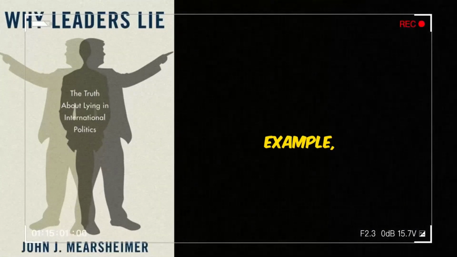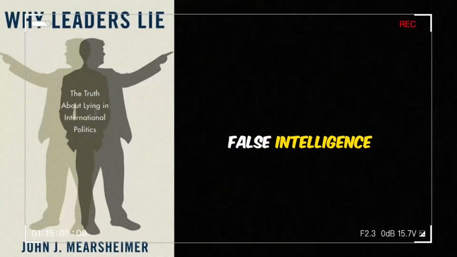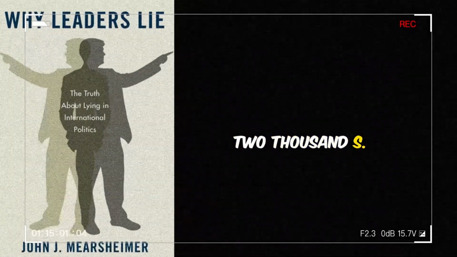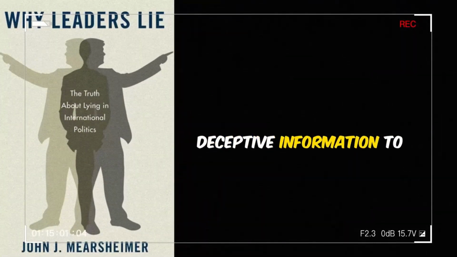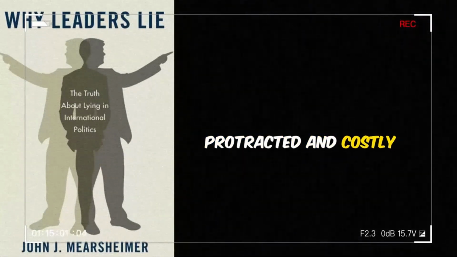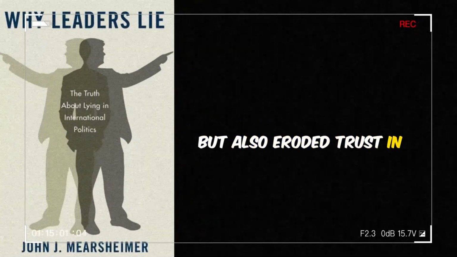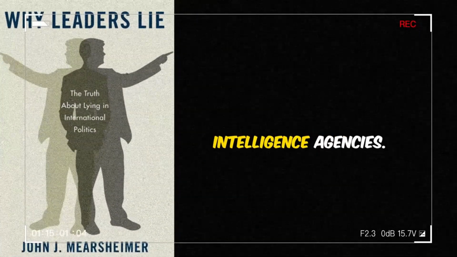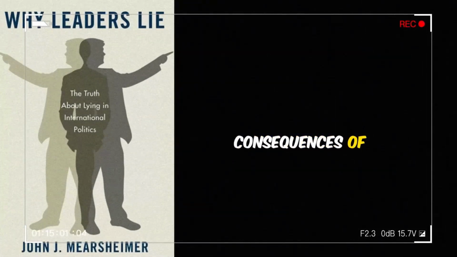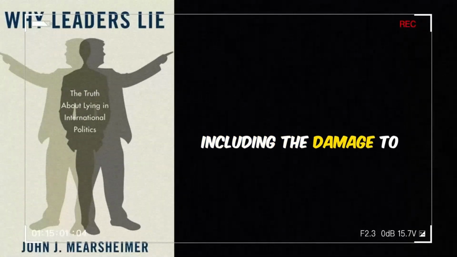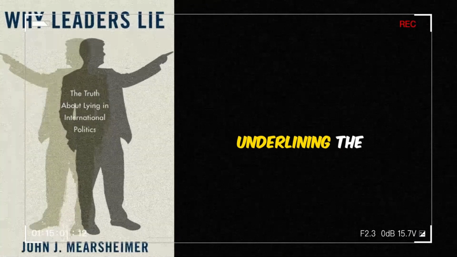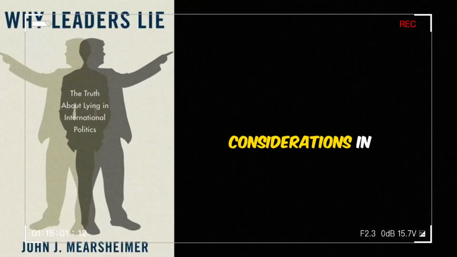As an illustrative example, consider the case of the false intelligence claims about Iraq's weapons of mass destruction in the early 2000s. The United States' use of deceptive information to justify the invasion of Iraq not only led to a protracted and costly conflict, but also eroded trust in U.S. leadership and intelligence agencies. This case exemplifies the far-reaching consequences of international lies, including the damage to a nation's reputation and the strains they can place on diplomatic relations, underlining the significance of ethical considerations in international decision-making.